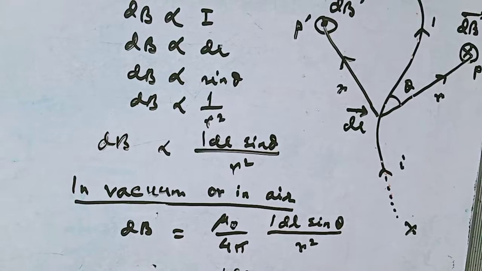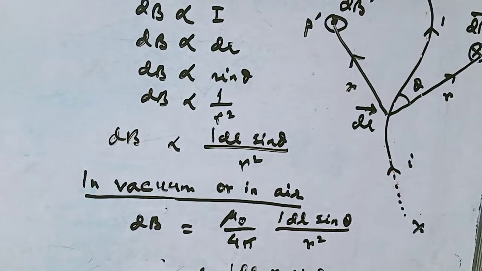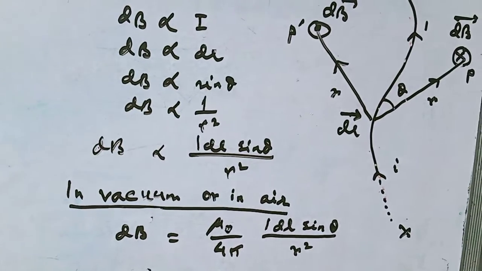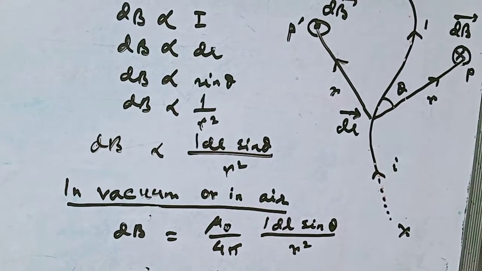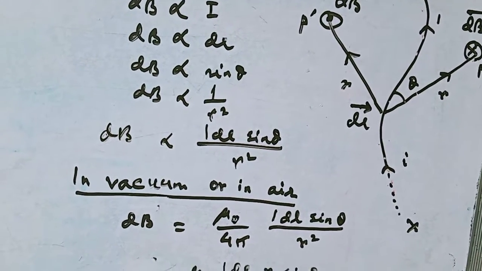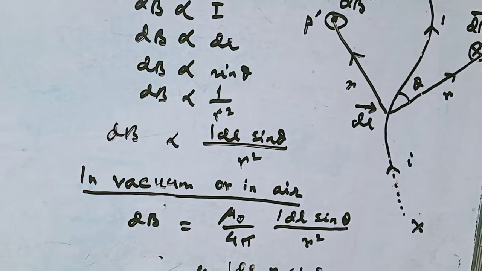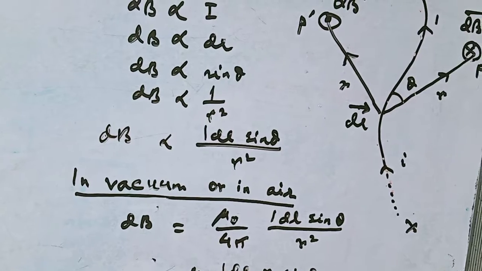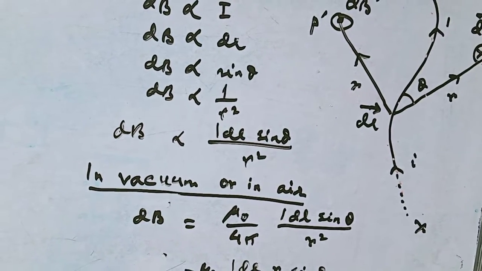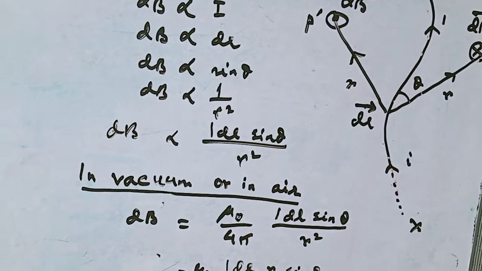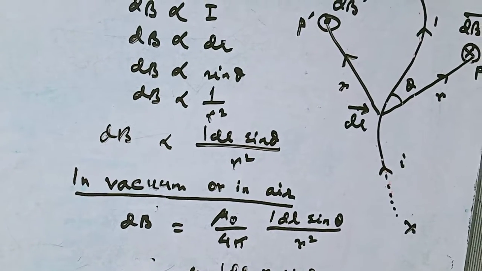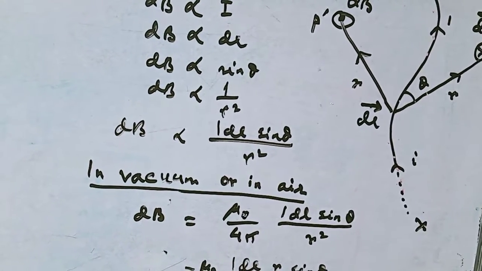Now we know that dE is equal to 1 by 4 pi epsilon naught into dq by r squared, where r is the distance from the charged element dl to the point P. For a positively charged element, the direction of dE is that of r, where r is the vector that extends from the charged element dl to a point P.